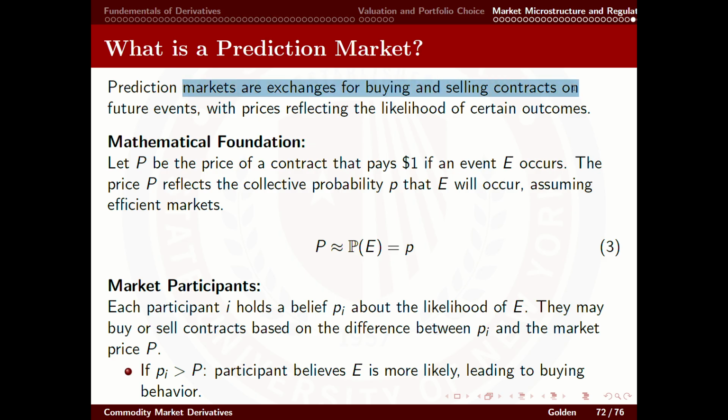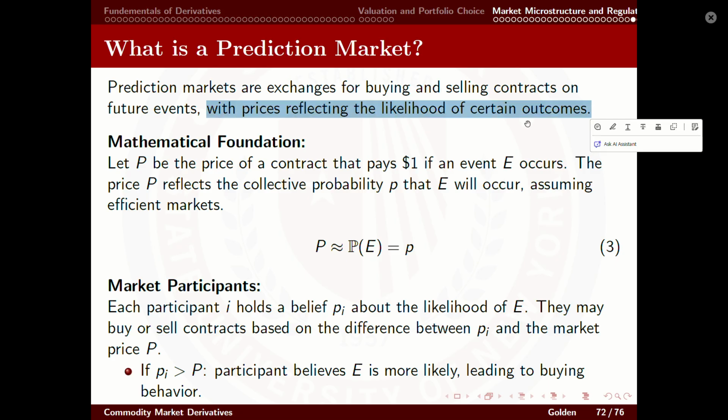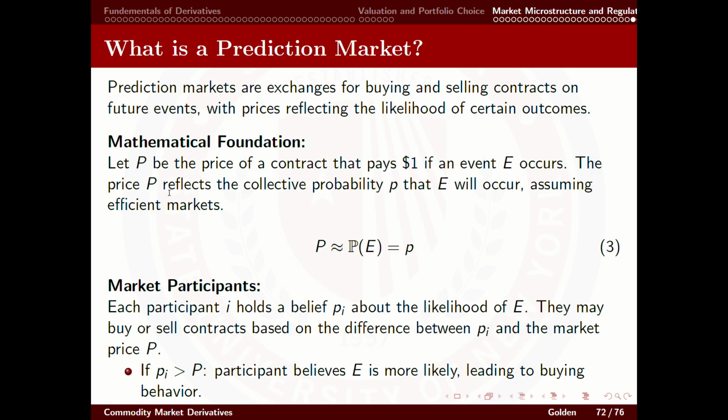So prediction markets are exchanges for buying and selling contracts on future events, with prices reflecting the likelihood of certain outcomes. Let P be the price of a contract that pays $1 if event E occurs. The price reflects the collective probability that event E will occur, assuming efficient markets. Remember, I keep coming back to this in this class: the assumptions are important.